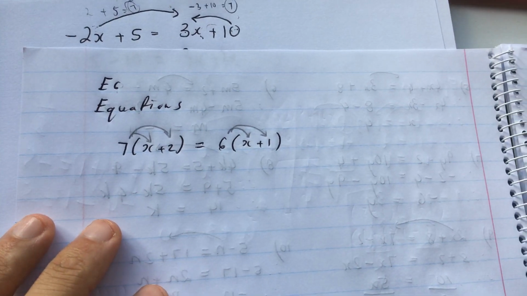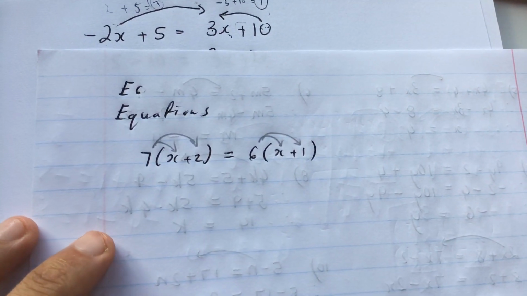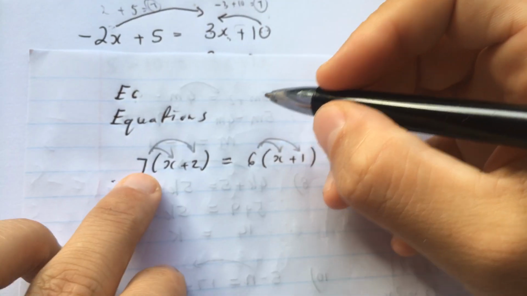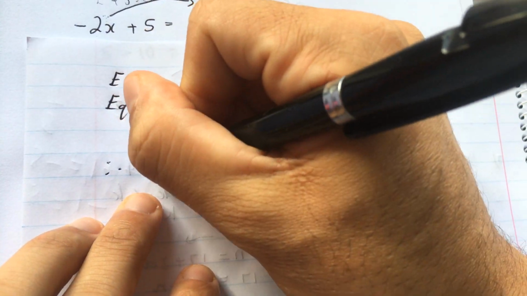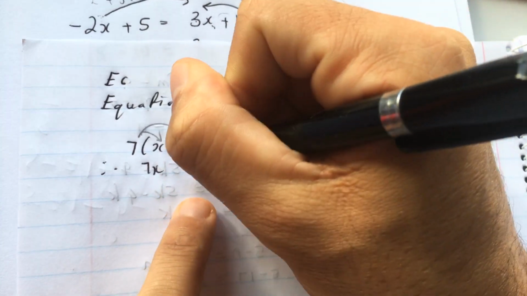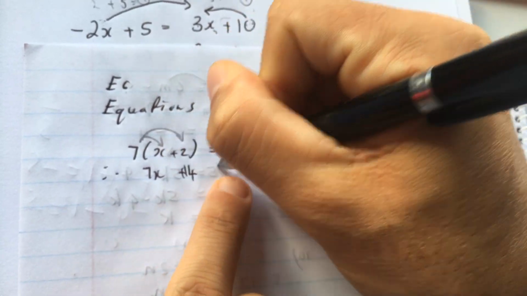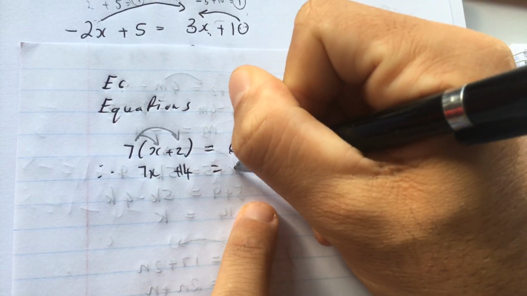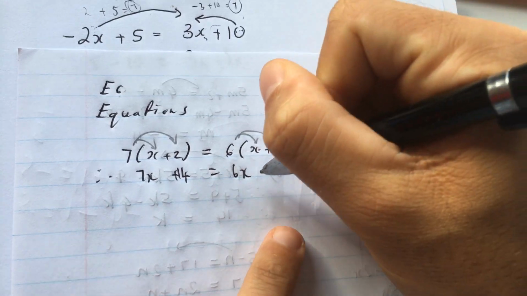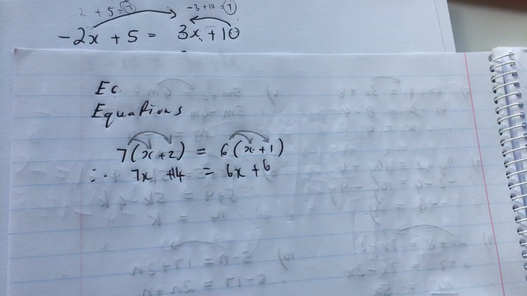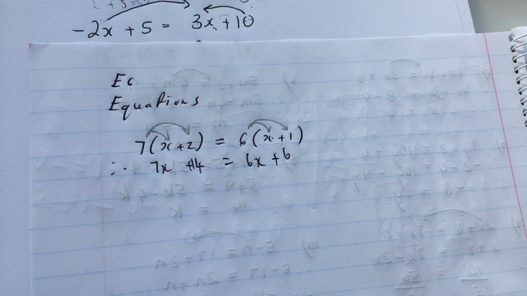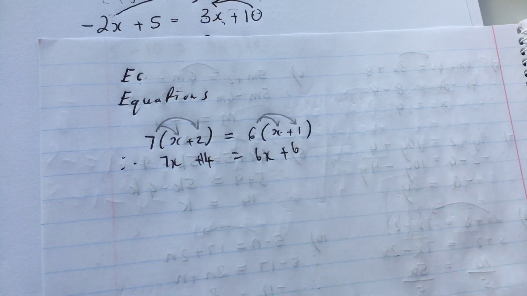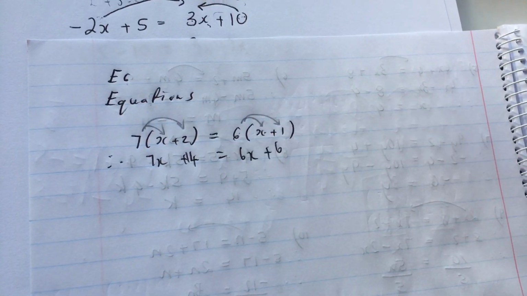You know how to distribute? You should, otherwise you get a demerit. 7 times x gives me 7x. And 7 times 2 gives me 14. 6 times x gives me 6x. 6 times 1 gives me 6. Exactly the same stuff as the exercise I just did before. Knowns to one side, unknowns to the other side. Whatever I do to one side, I do to the other side.